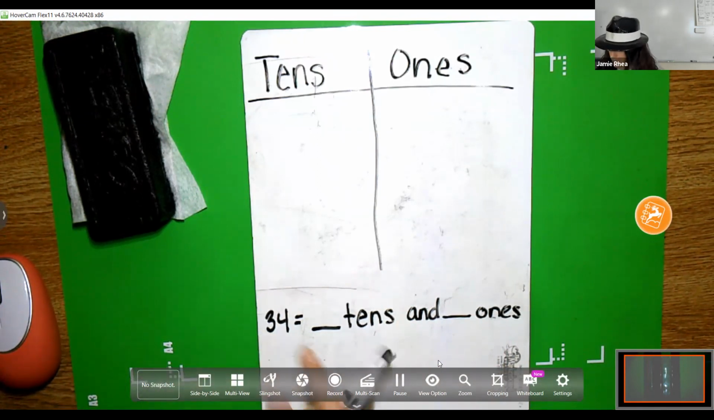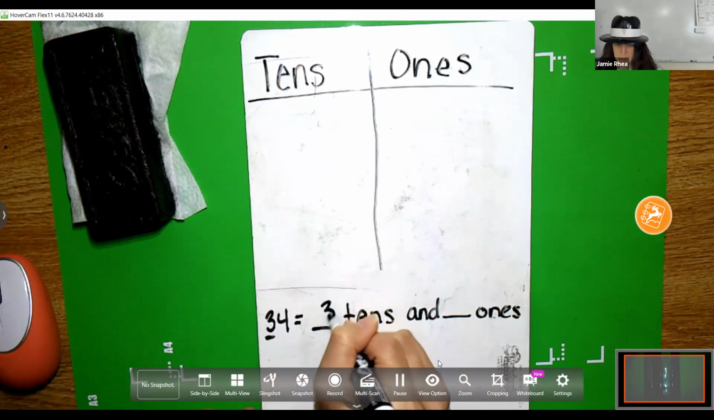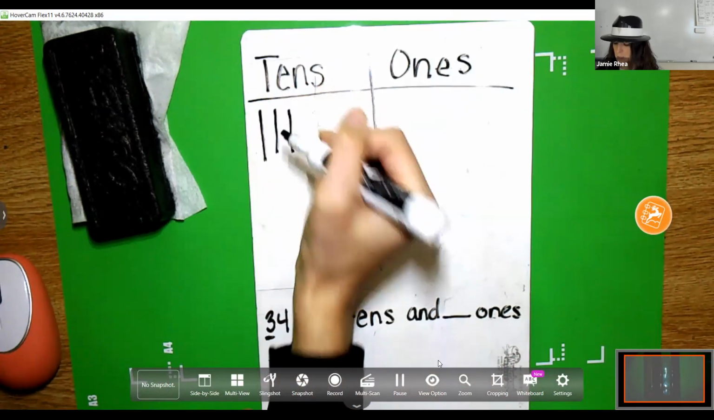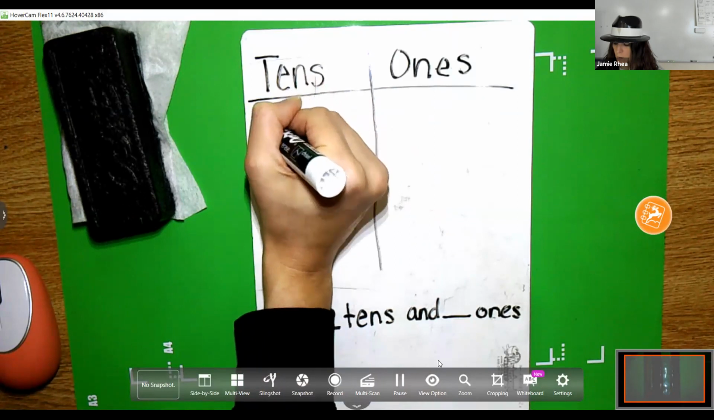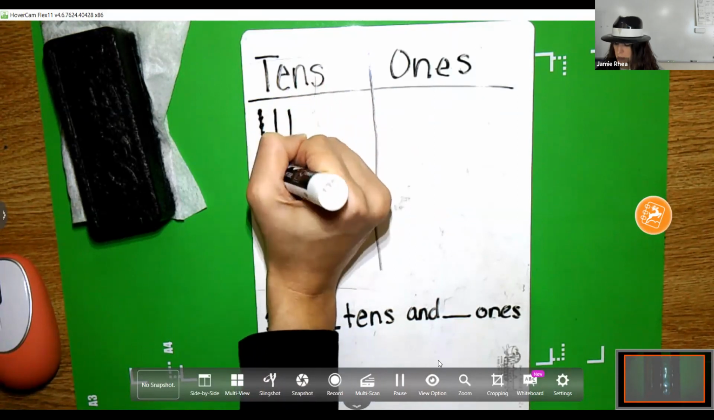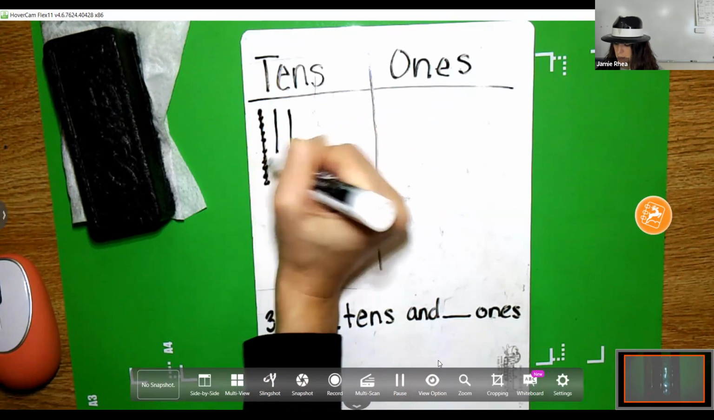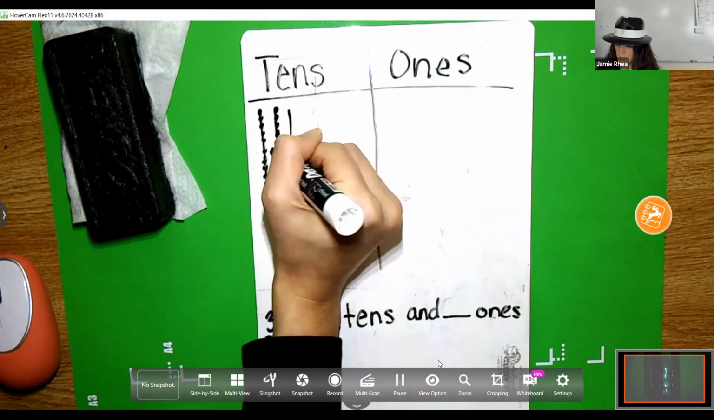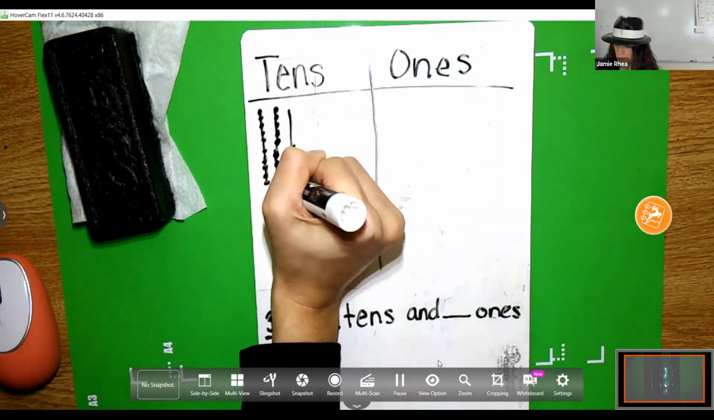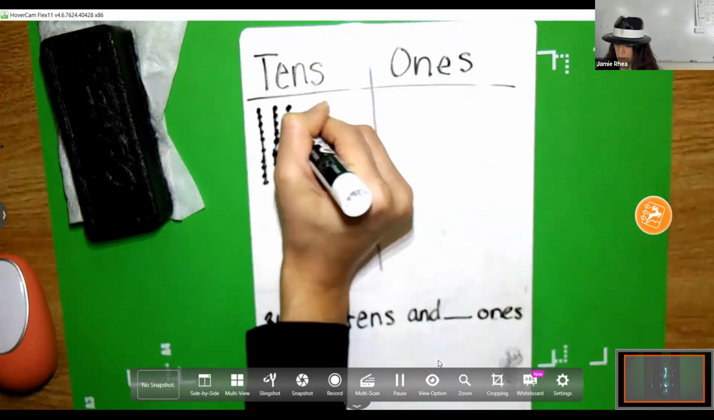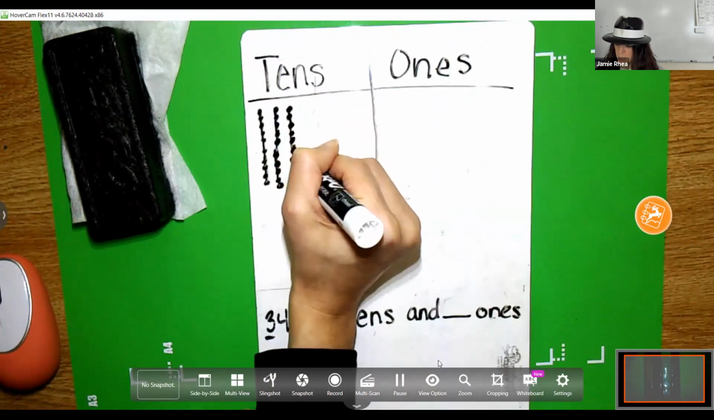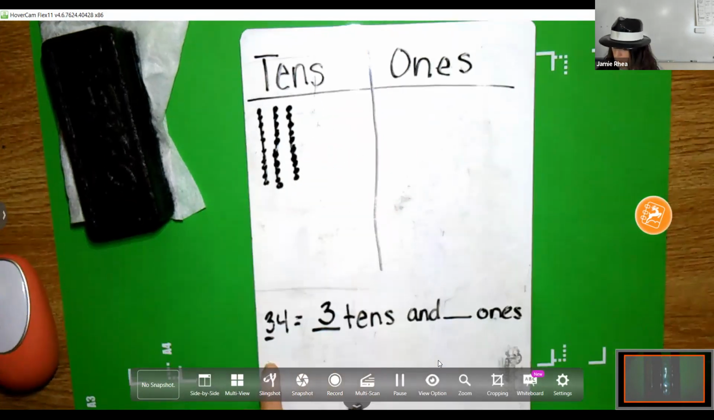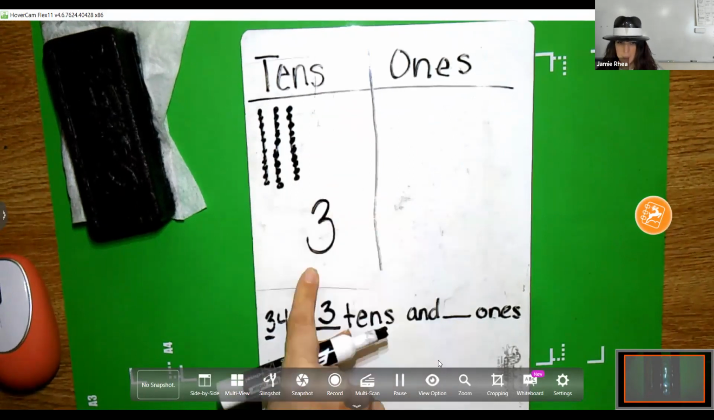Now, how many tens are in 34? We can look right here and say there are 3 tens. So let's go ahead and draw out 1, 2, 3 tens. You can make your dots. Each ten has 10 dots, counting 1 through 10. There's 3. Now 34, we'll put a 3 right here. There's 3 tens. I'm all in my tens.